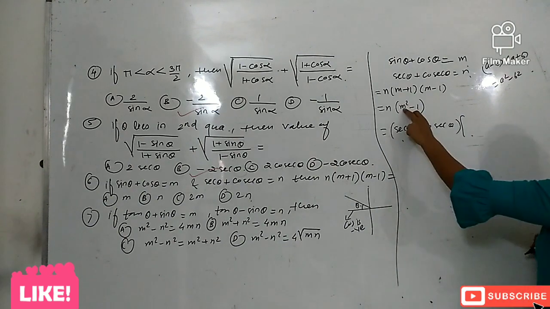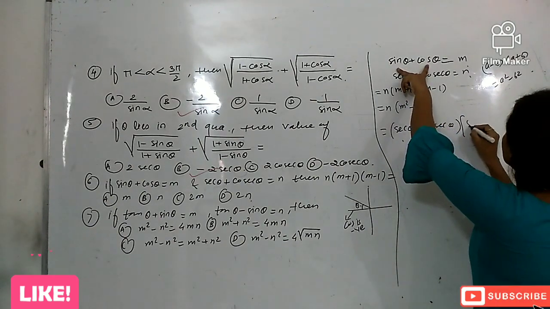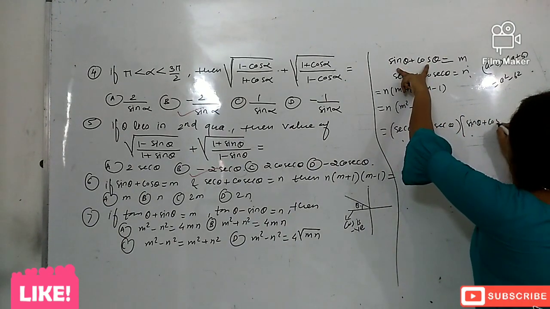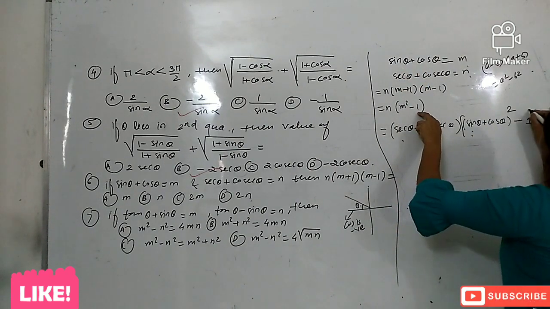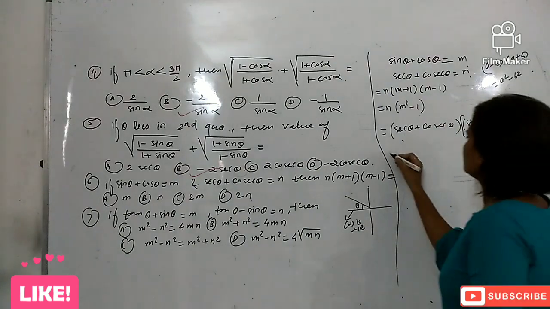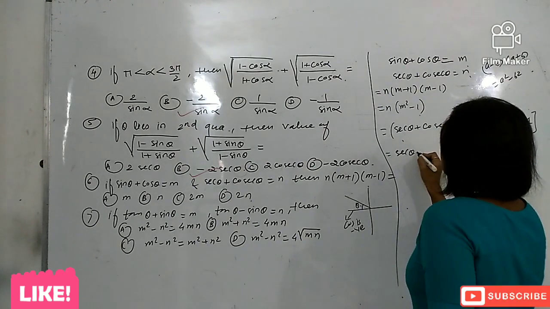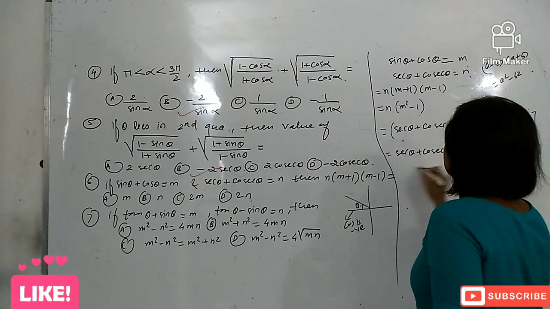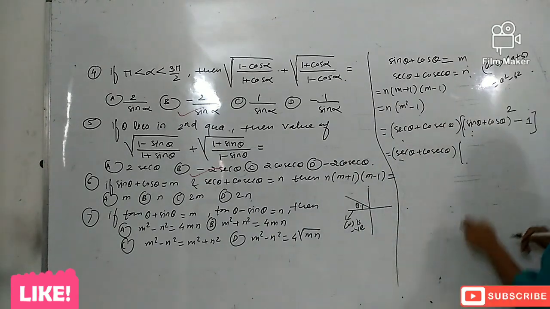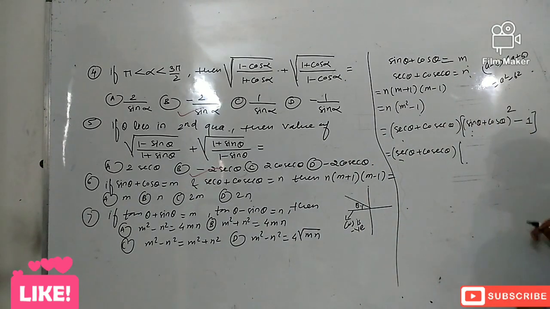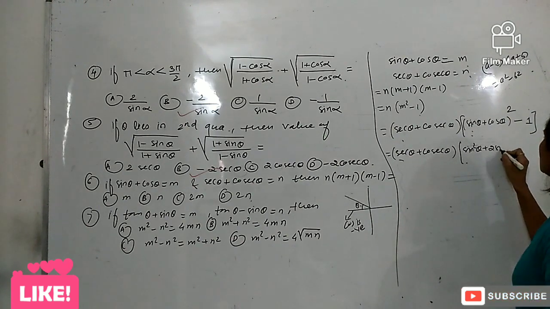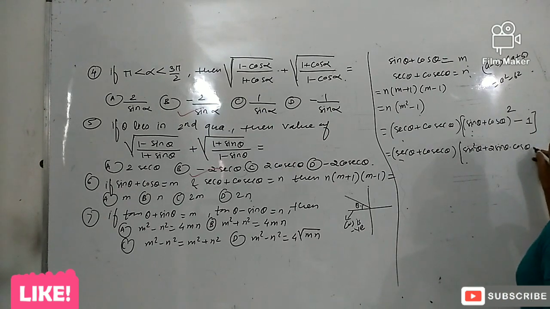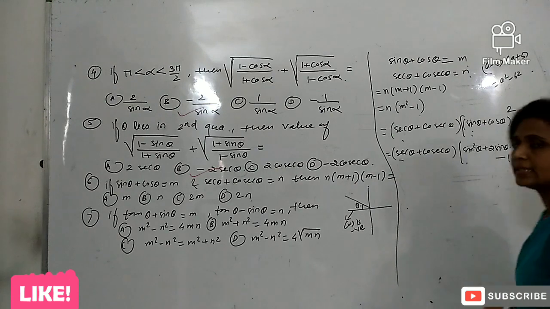And in the second bracket m square. So this is the value of m, that's sin theta plus cos theta, and it's a whole square and minus 1. And then just simplify that sec theta plus cosec theta and expand this whole bracket. So what is expansion? That sin square theta plus 2 sin theta into cos theta plus cos square theta, and at the last minus 1 is there.